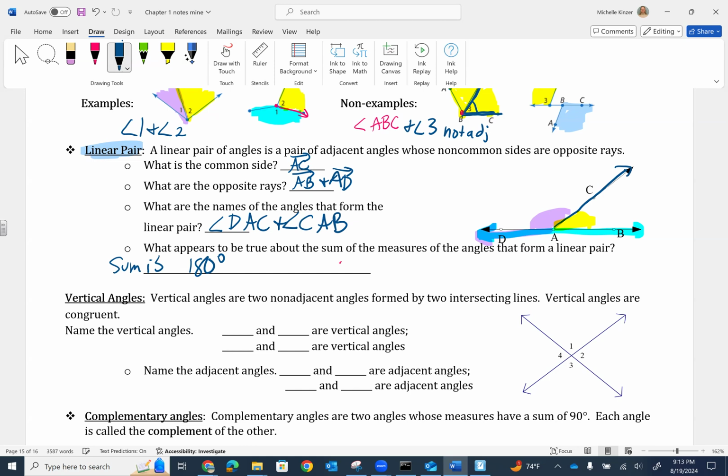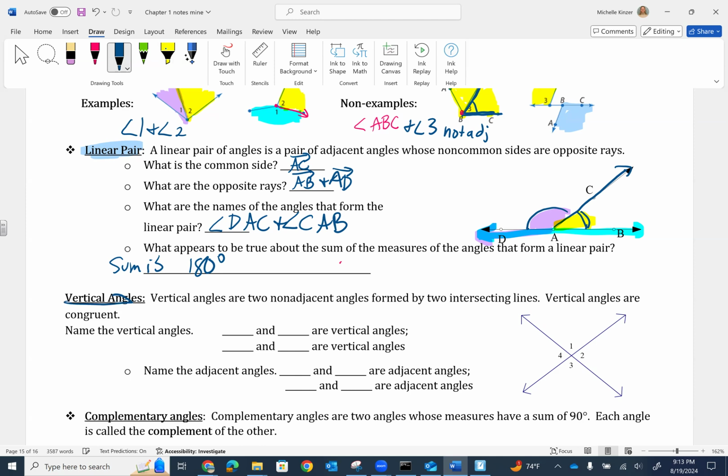Okay, so that's true about all linear pairs. The sum of the two angles who are linear pairs makes 180 degrees. So linear pair is as shown. You've got adjacent angles who make 180 degrees, and they're sitting right next to each other. They are going to be formed with opposite rays, and then also that common side, but their sum is going to be 180 degrees. So that's kind of special.